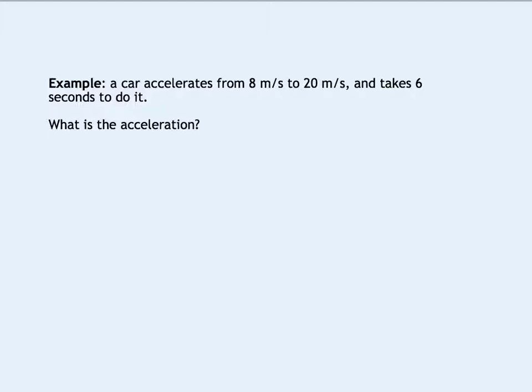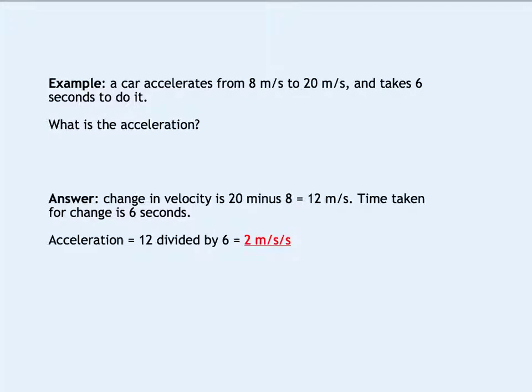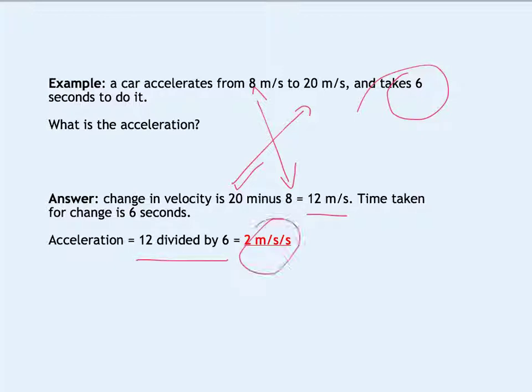Right, now you've had a chance to work that out, let's have a look at the equation, and I hope you've got the units as well. So the change in velocity is 20 minus 8, because 20 is the final velocity, 8 is the initial velocity, so 20 minus 8 gives you 12, and the time taken to do it was 6 seconds. So 12 divided by 6 is 2 meters per second, and of course we don't like that version, we're going to go for meters per second squared instead.